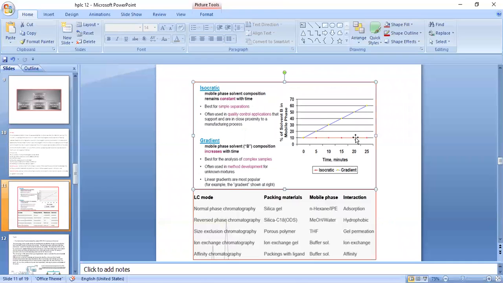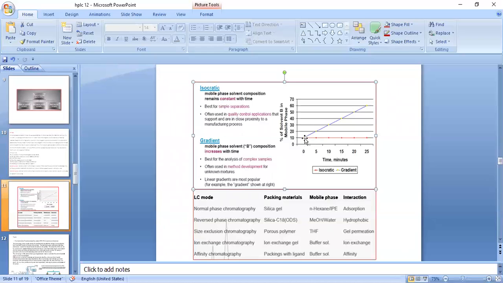So this is the example where you can easily understand what isocratic and gradient HPLC are. In isocratic, the mobile phase solvent composition remains constant with time. So you have this red line. This is the percentage of the B mobile phase. For example, you have two mobile phases, A and B, and you plot the percentage of the mobile phase with time. In isocratic, you can see that the concentration of B remains constant throughout the run. The run time is 25 minutes, so it remains constant up to 25 minutes.